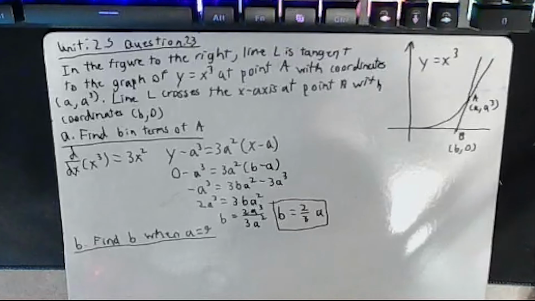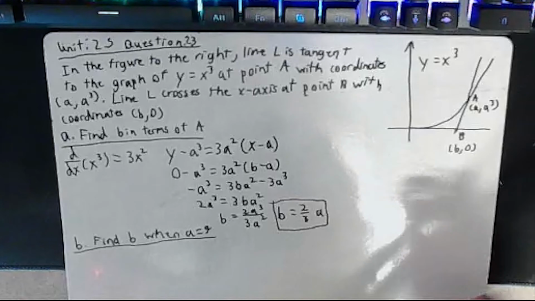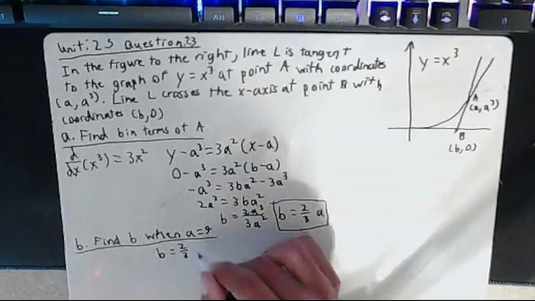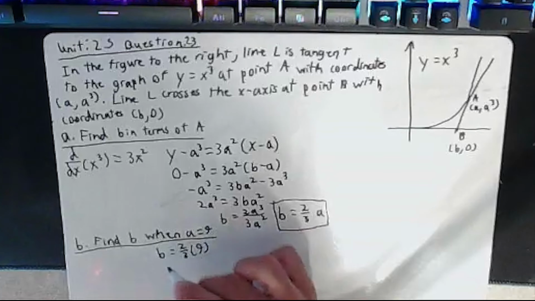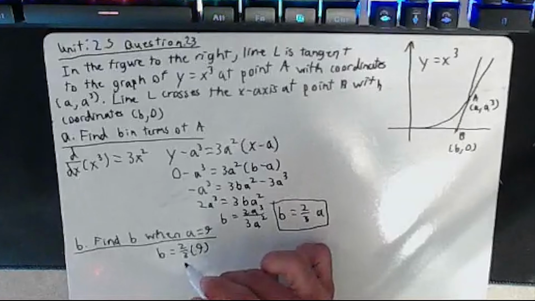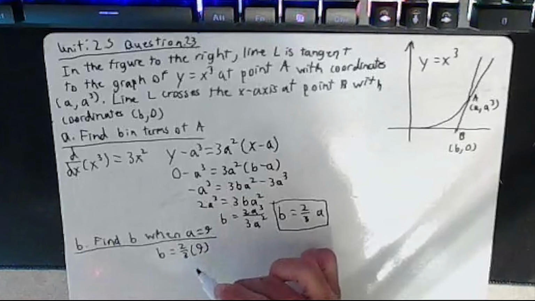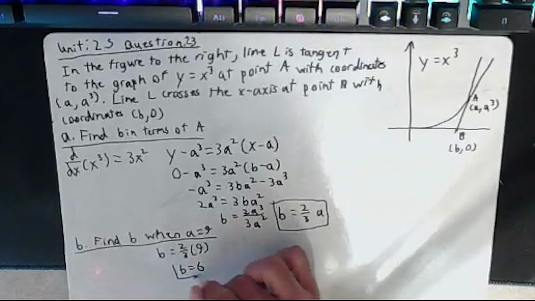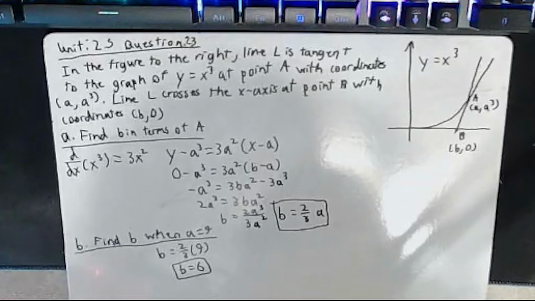And the second part is really easy. Find b when a equals 9. We're just going to use the formula that we had before, but instead of a, we're going to plug in 9 for a. So b equals 2/3 times 9. 9 over 3 is 3, and 3 times 2 is 6. So b is equal to 6 as our answer to part B. And those are our two answers.